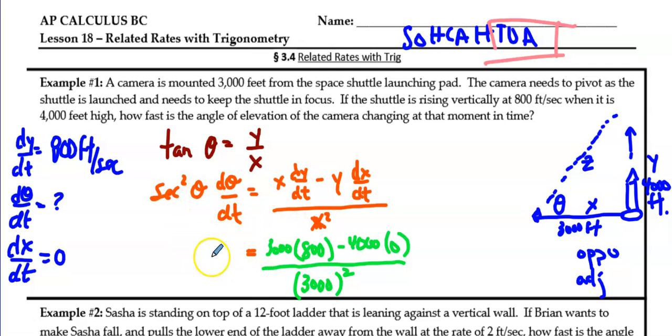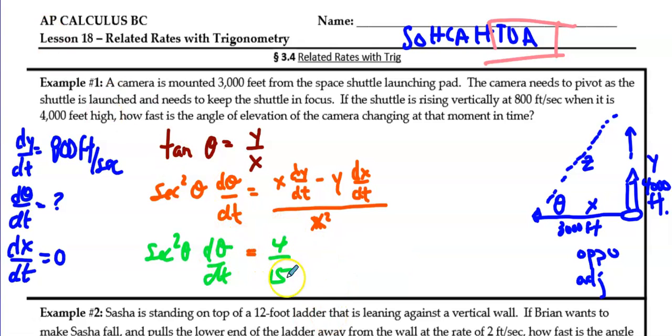All right, so now we have all of this. So we have secant squared theta d theta dt. One of the things that we're going to do first is get d theta dt by itself, but we're going to simplify this down first just to make it nice. So now we simplified the right side to be actually 4/15. Now we take d theta dt and divide both sides by secant squared, right? So over here the secant squared theta cancels out, and we're dividing by secant squared.